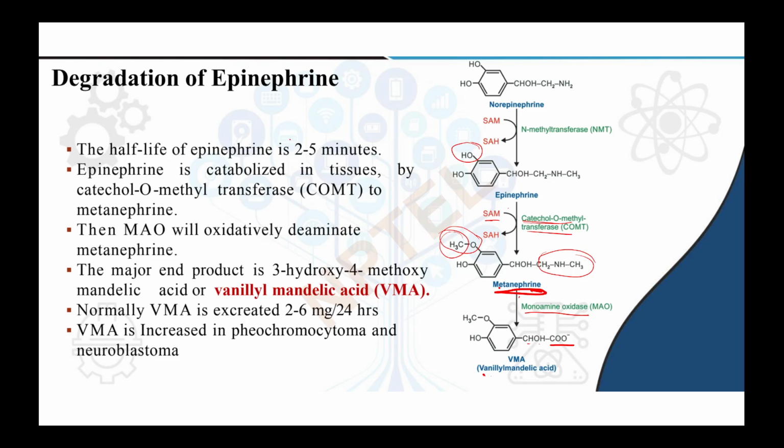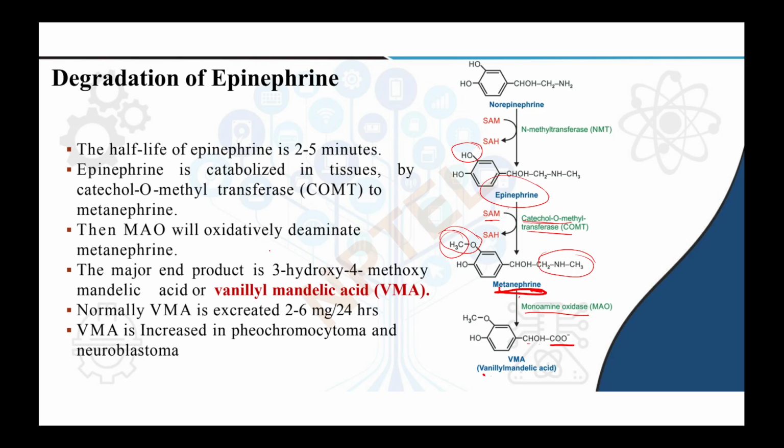The half-life of epinephrine is 2 to 5 minutes, and it is very quickly degraded into these products, metanephrine and vanillyl mandelic acid. Epinephrine is catabolized in tissue by catechol O-methyl transferase to metanephrine. Then MAO, that is monoamine oxidase, will oxidatively deaminate the metanephrine. Major end product is 3-hydroxy-4-methoxy mandelic acid or vanillyl mandelic acid.